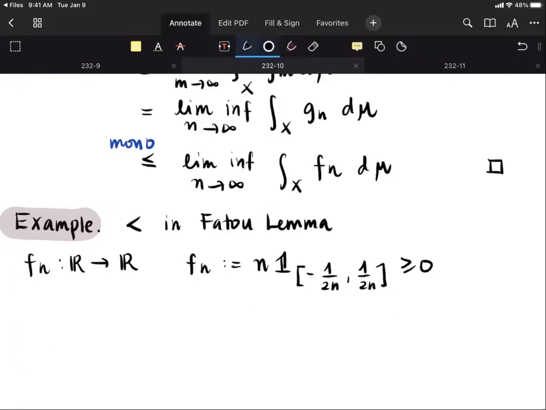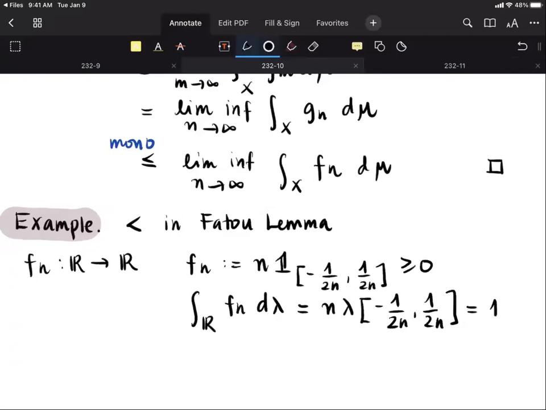Okay, so computing the Lebesgue integral with respect to the Lebesgue measure, being a simple function, this is n times, but the Lebesgue measure of this closed interval is 1 over n, so therefore this is 1.